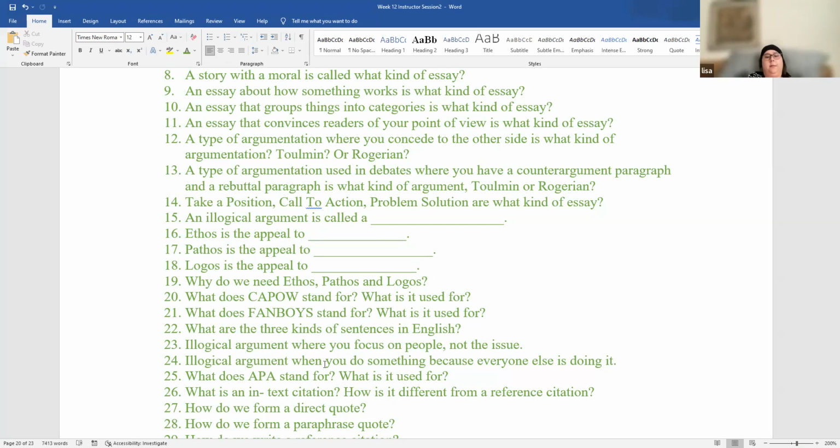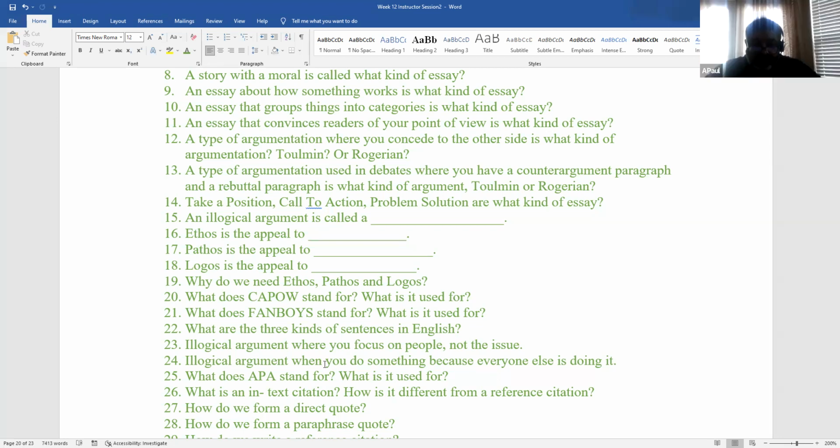Pathos is the appeal to your pathology, like to be empathetic. Yes, correct. Emotion, yes, correct. That's one way of remembering. Yes, sympathy, empathetic. Logos is the appeal to the mind.